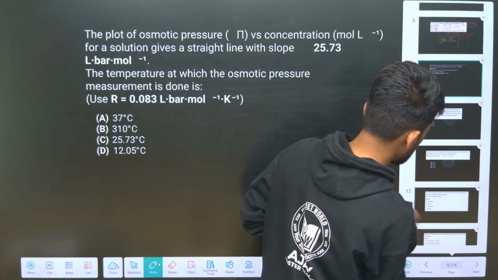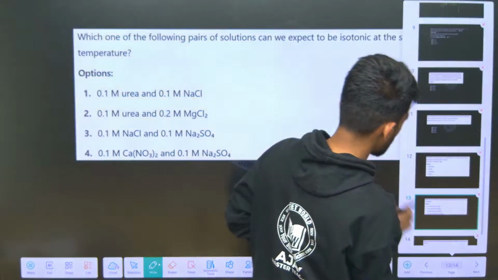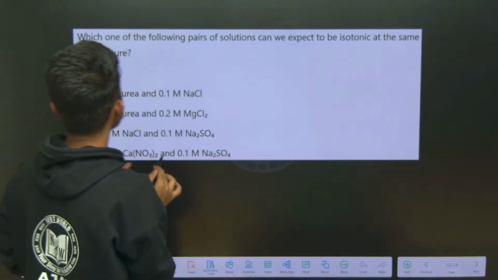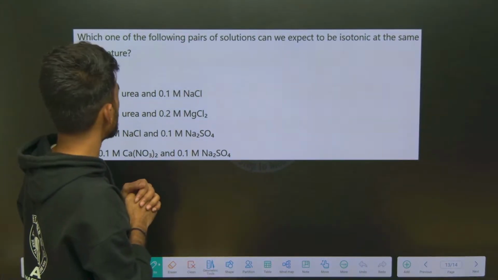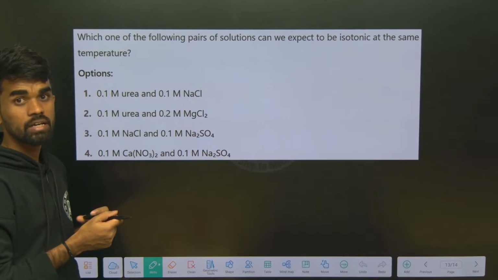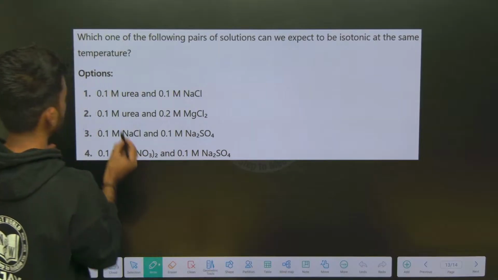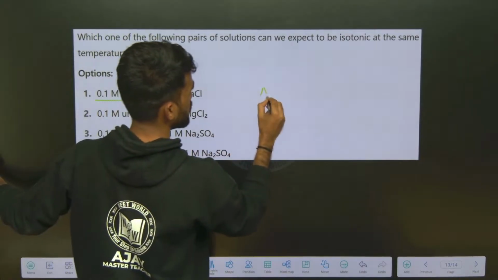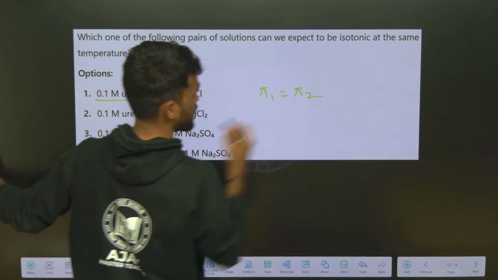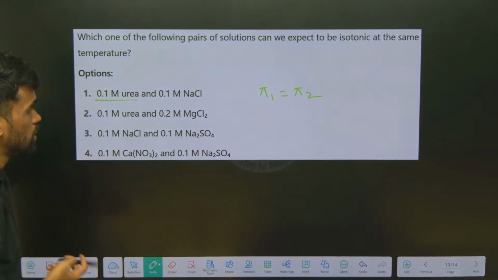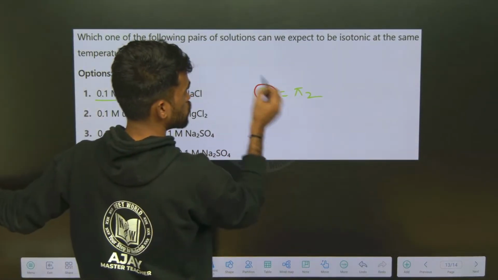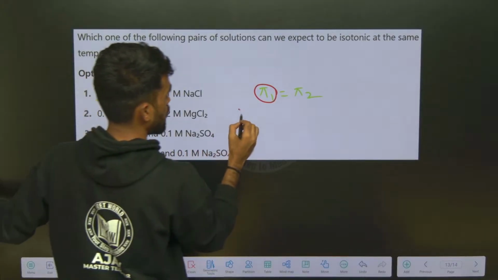So the next thing, I just want to ask you one more easy question. Which of the following pairs of solutions is expected to be isotonic? It means what? This is based on i values only. Here also, see, π1 equals π2. Yesterday we discussed isotonic, hypertonic, hypotonic. So now tell me, the i value should be considered here.